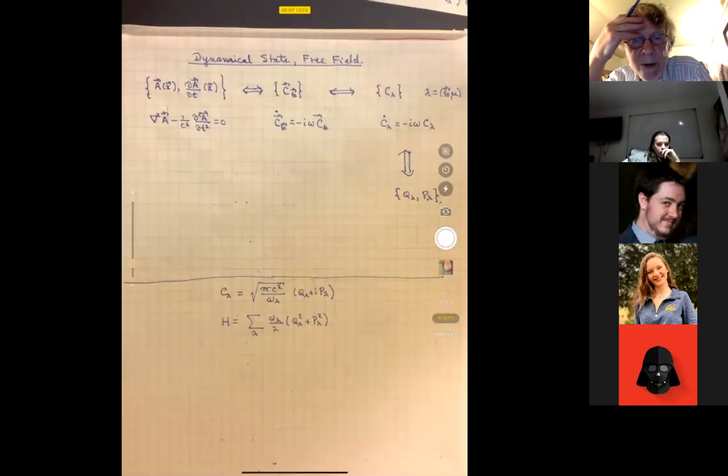But in any case, for now, we're still at the classical level, and we've achieved our goal, which was to get the classical Hamiltonian description so far just of the free field.